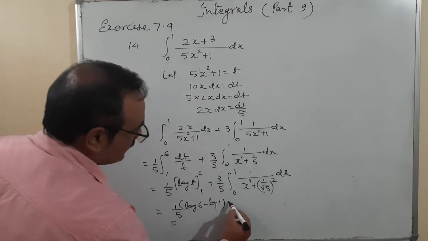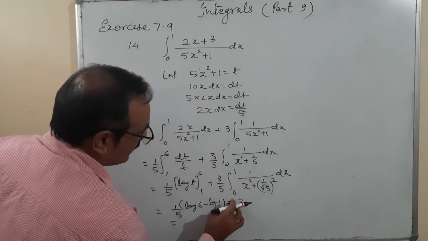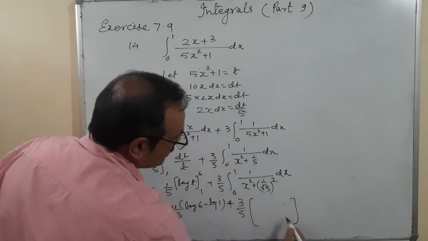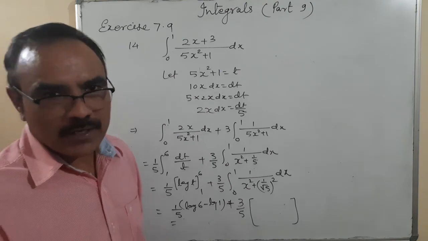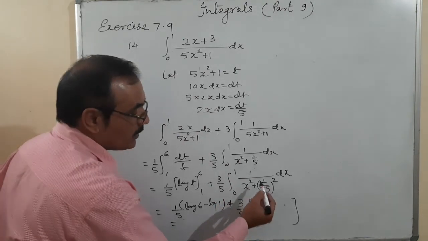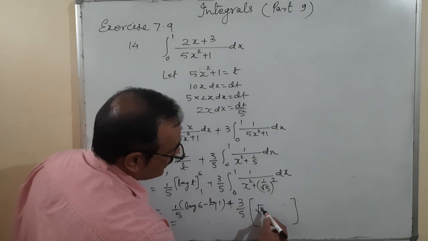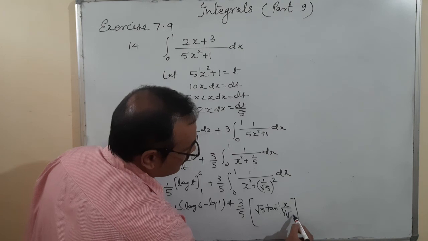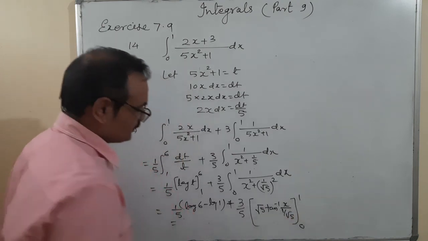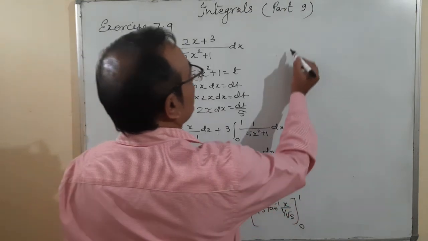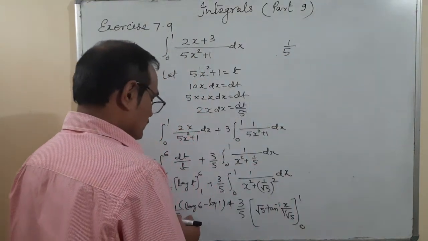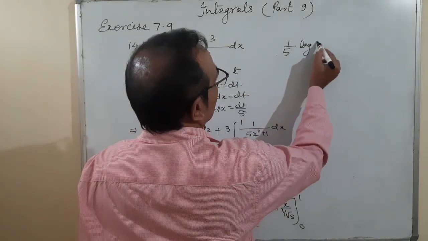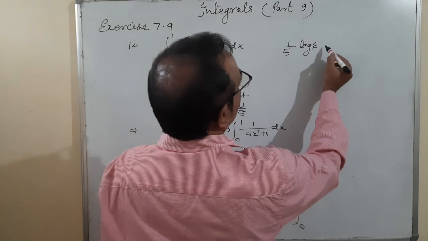Okay, in the next step I will write here 3 upon 5. And what is it? 1 upon x square plus a square, 1 upon a tan inverse x upon a, 1 upon a, 1 upon root 5. So that means root 5 tan inverse x upon a, limit 0 to 1. It is 1 upon 5 log 6 minus log 1, log 6 upon 1, log 6, plus 3 upon 5.